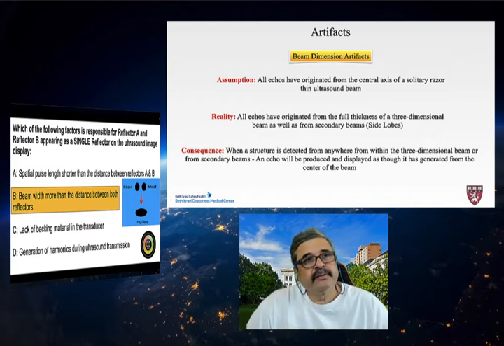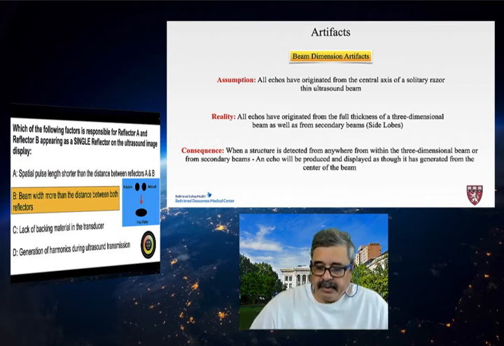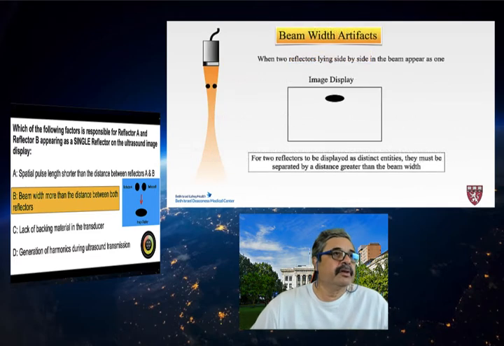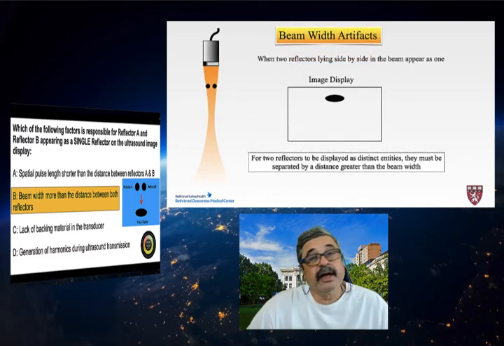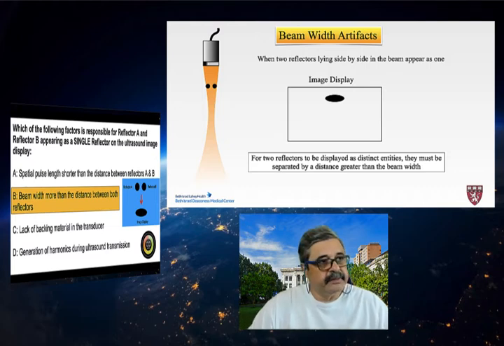The consequence of this violation of the assumption of a razor-thin beam is that when a structure is detected from anywhere within the 3-dimensional beam or from secondary beams, an echo will be produced and displayed as though it has been generated from the center of the beam. So let's look at the beam width artifact. That's when 2 reflectors lying side by side in the beam appear as a single reflector, which is a combination of their individual widths.